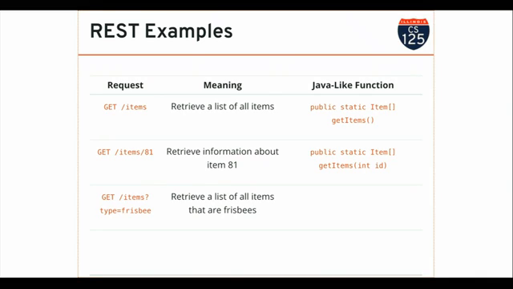Here's sort of a search. I'm giving it a parameter as part of my GET request. It says, give me all the items that are Frisbees. Again, there are ways to map all of these into a function in Java that would do a similar thing, but these are not implemented in Java necessarily.